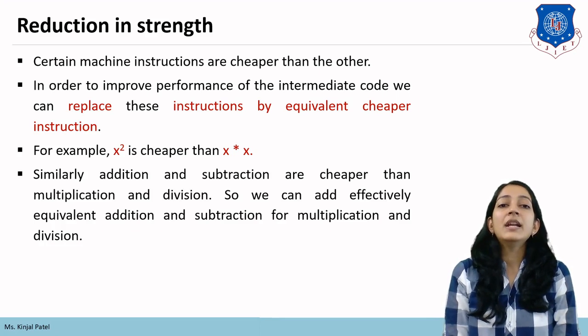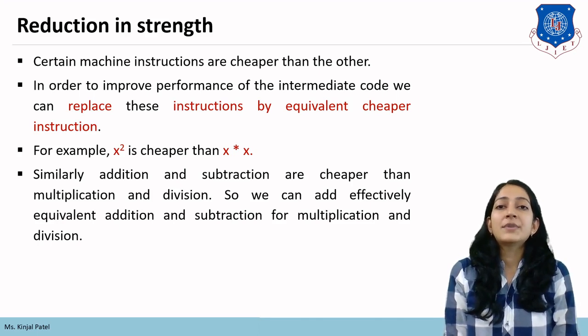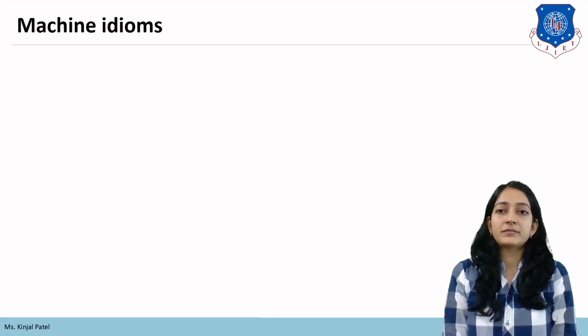Okay, similarly addition and subtraction are cheaper than multiplication and division, because addition and subtraction have lower priority, so they are lower strength operators. When we can get the same result using addition and subtraction, we should use addition and subtraction rather than multiplication and division. So we can effectively use addition and subtraction for multiplication and division.